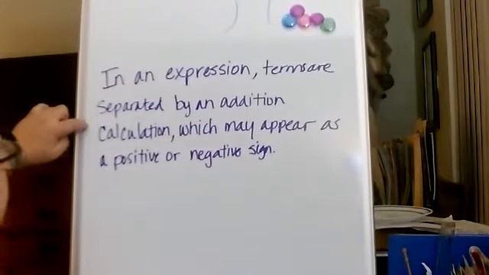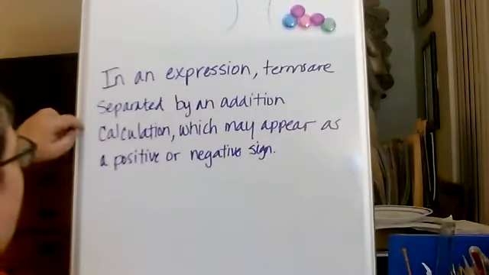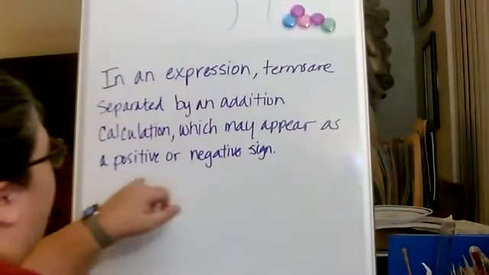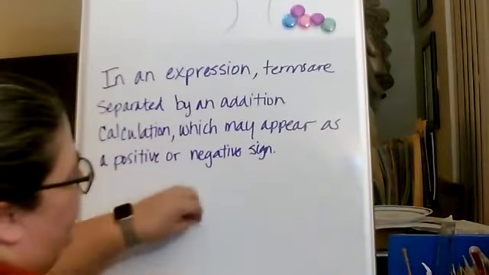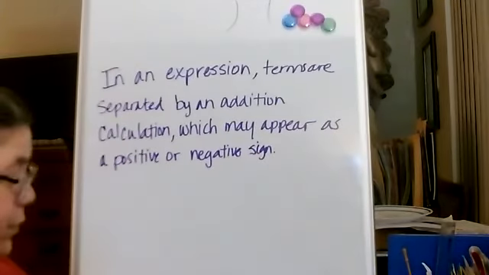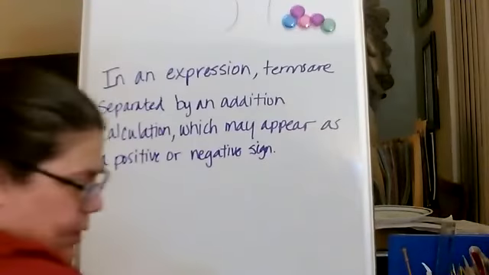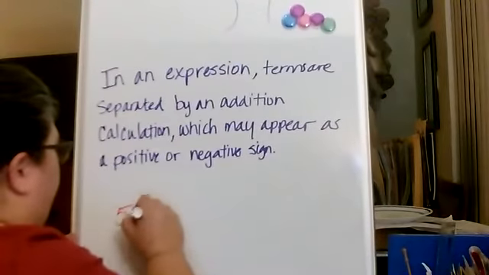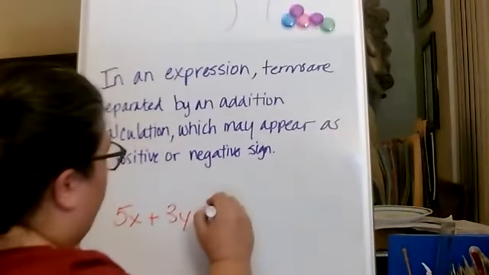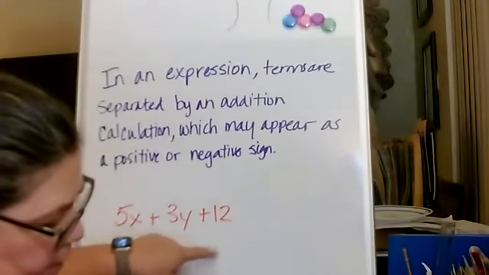Okay. I want you somewhere in a notebook to write this down. In an expression, terms are separated by an addition calculation, meaning that you're going to add them together, which may appear as a positive or negative sign. So we're going to add numbers together, whether it's a positive number or a negative number, we're always adding those together. That is a rule from here on out. Okay, so I have right here an example of 5x plus 3y plus 12. The terms are 5x and 3y and 12.